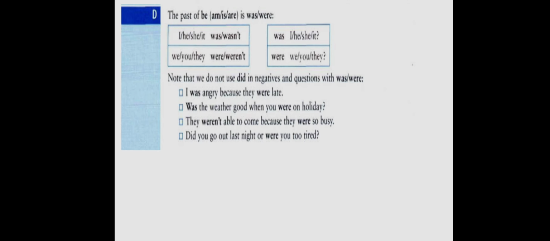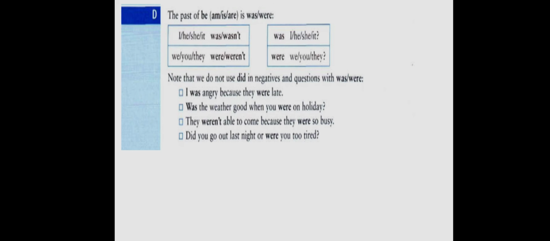Were you at home yesterday? Were we at home yesterday? Were they at home yesterday? Again, we move were forward. We put were before the subject. So it becomes were we, were you, were they, and a question mark at the end. This is a kind of yes or no question.